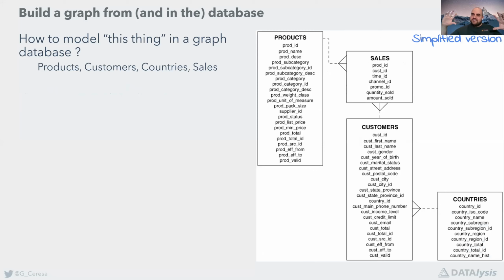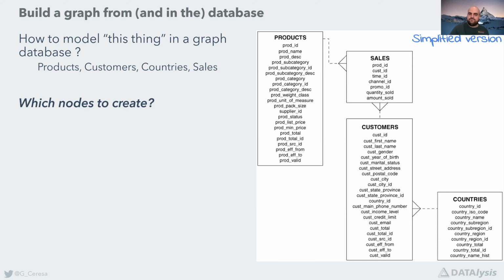Let's look at a simplified version. We just look at customers, countries, products, and the orders that the customers are doing on products. So how do we model this thing? How can we do a graph with this information? Well, there are a few questions that you need to answer. First one, which nodes to create? So what is a node in this kind of situation? With this requirement, I need to model these 4 tables as a graph.